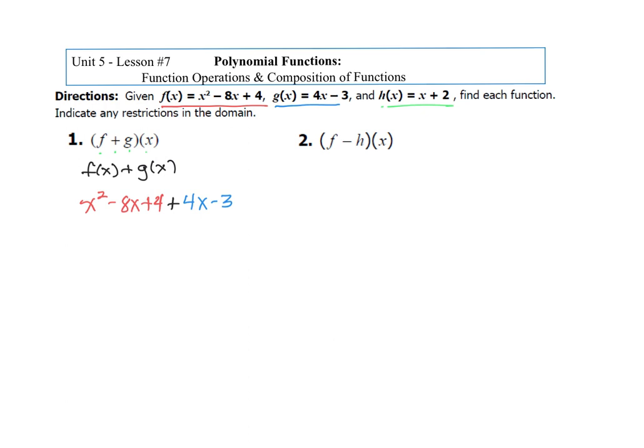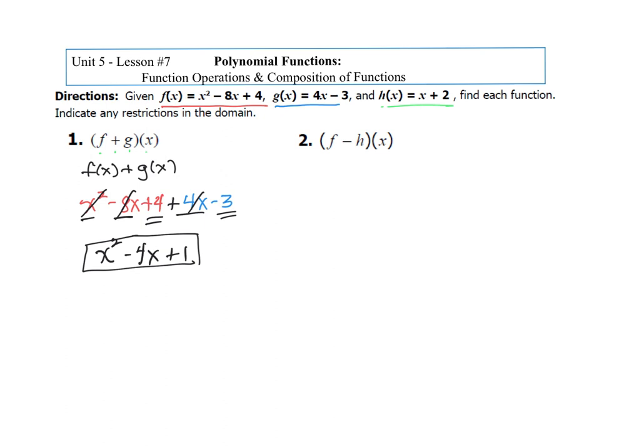So starting, and remember all of our answers should be in standard form, which is our highest exponent down to our lowest or our constant. So x squared is our highest exponent. There's no other x squared, so it comes down. We have negative 8x and positive 4x to make negative 4x. And then positive 4 and negative 3 make a positive 1. So our final answer is x squared minus 4x plus 1.